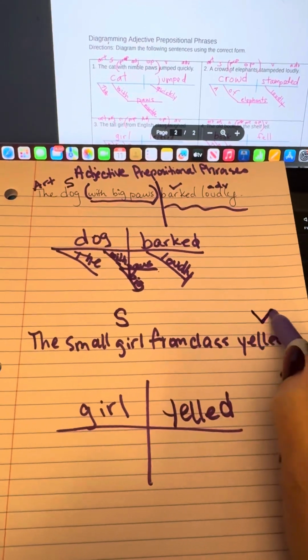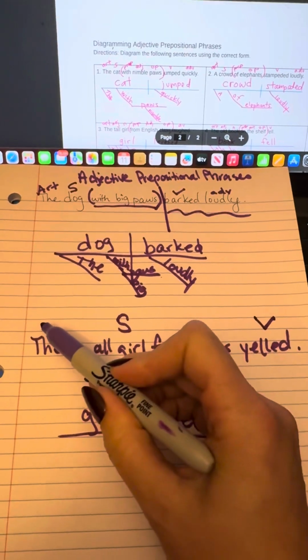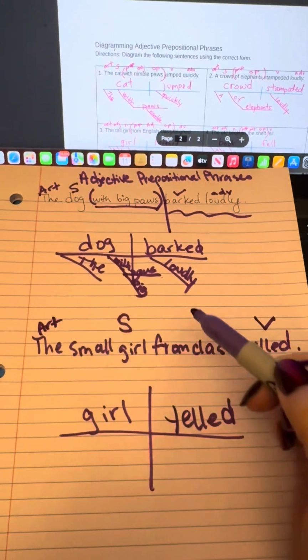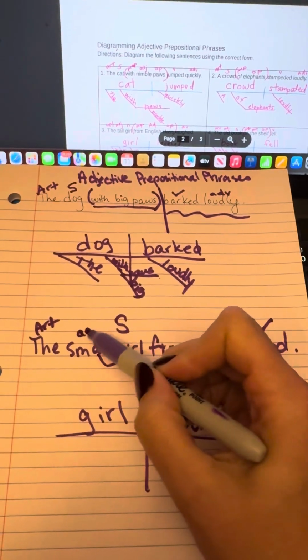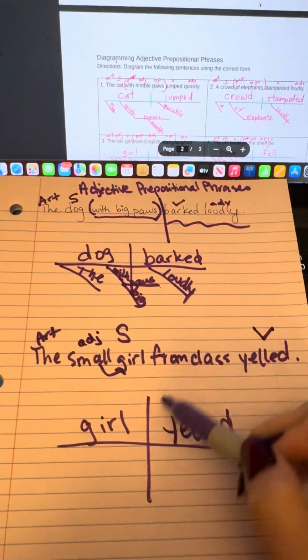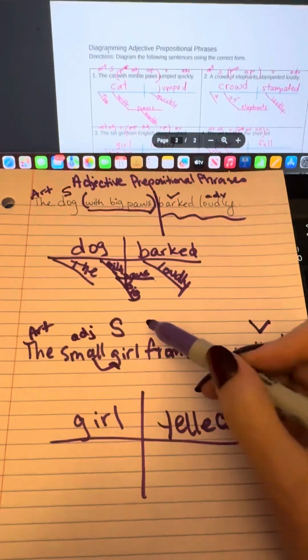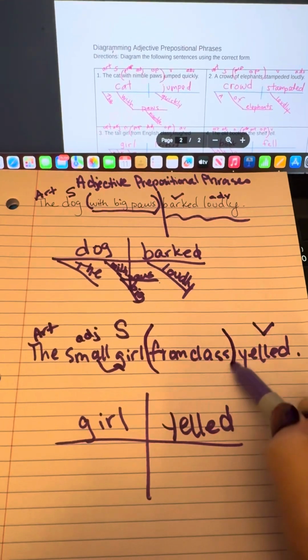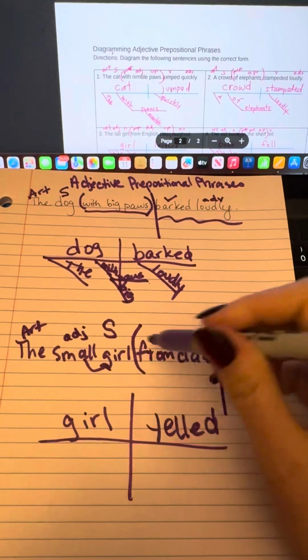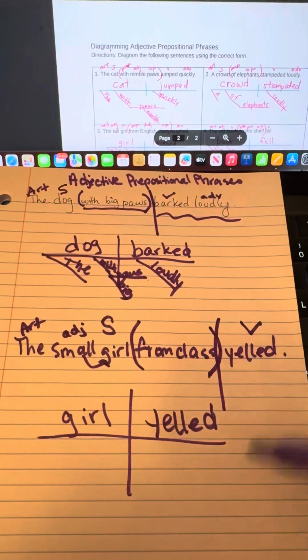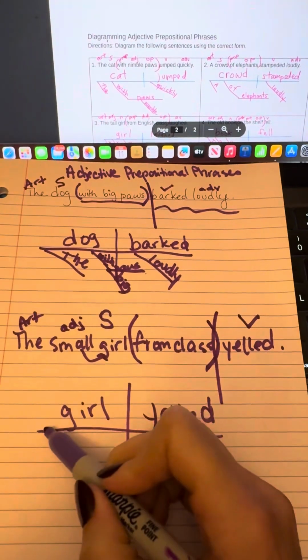This is my verb. So what is this again? A and or the is an article. Small is describing the girl. So that is an adjective, not an adverb. So I must have a prepositional phrase here. Oh, I do. From class. Okay, I'm separating it on here so you can see all of this is in the subject and then yelled is the verb. So I need to diagram it.